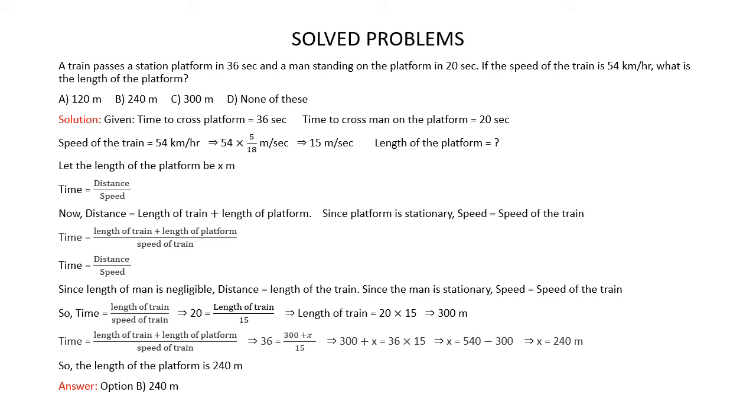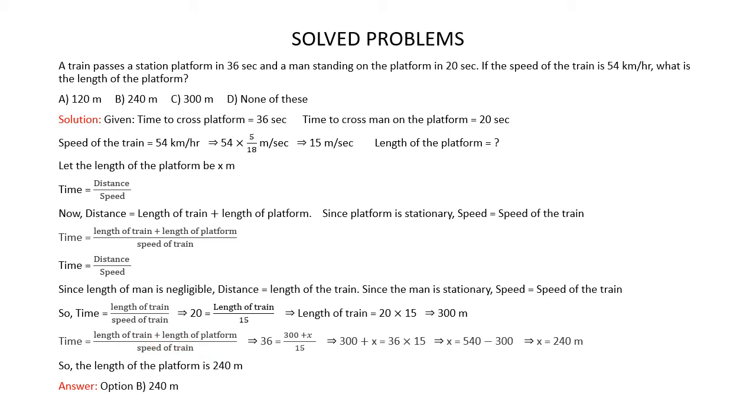Now that we know the length of the train, let's calculate the length of the platform. We know that the time taken by the train to cross the platform is 36 seconds. We know that the speed of the train is 15 meters per second. We have found out that the length of the train is 300 meters. So let's now find the length of the platform using the formula time is equal to length of train plus length of platform divided by speed of train. Let's substitute all the known values in this formula.